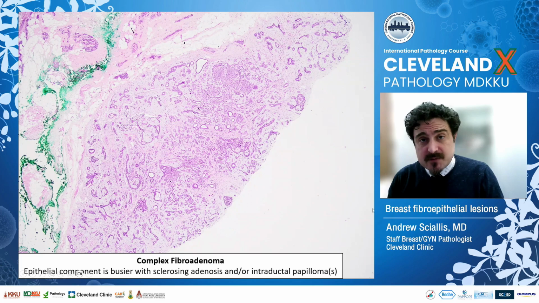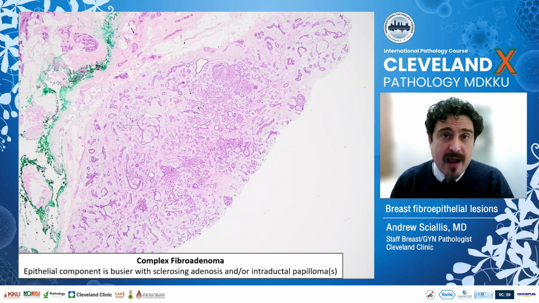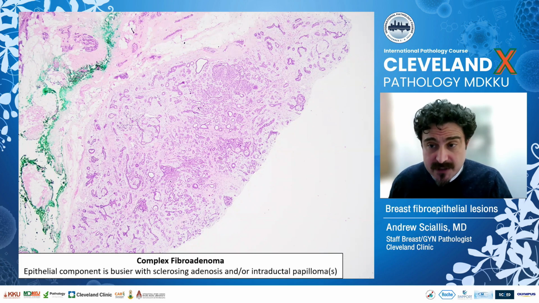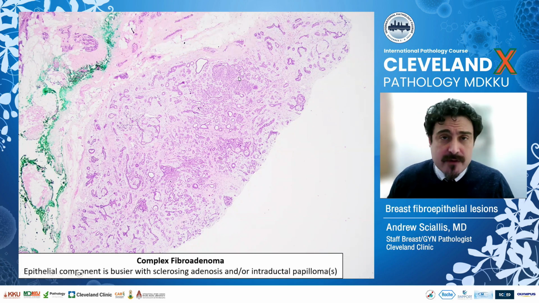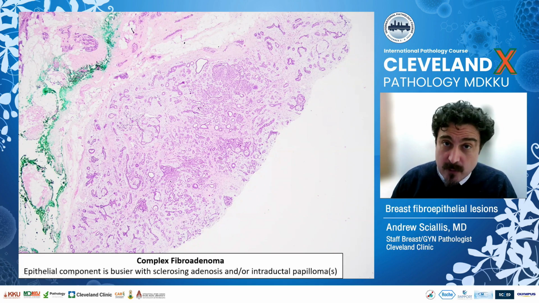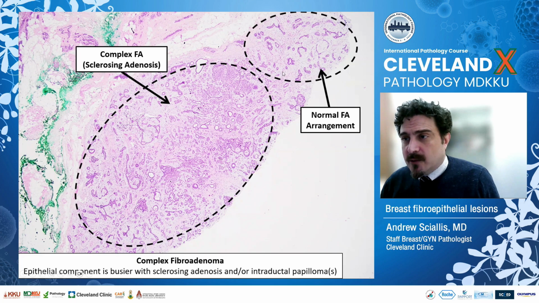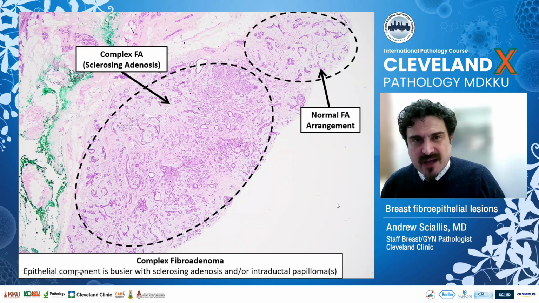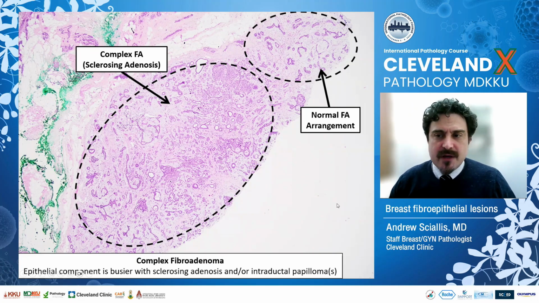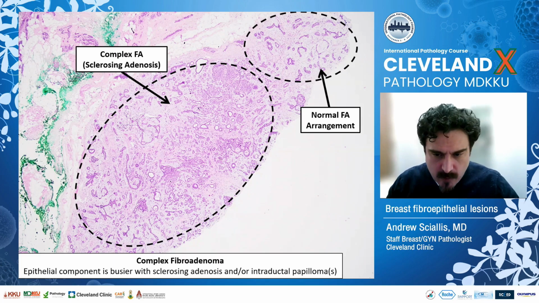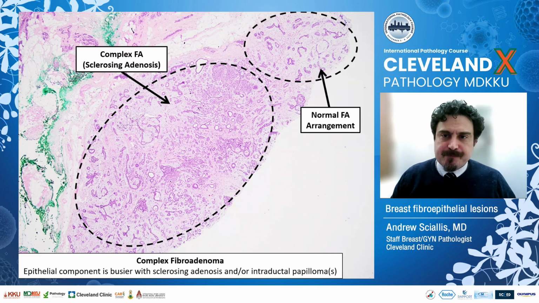Now, sometimes when this occurs, most of my attention is not so much, is this a fibroadenoma or a phyllodes tumor, but just being reassured that the epithelial elements don't represent something else, like atypical hyperplasia, or even the rare case of an invasive carcinoma that can grow in a fibroadenoma. So here we have the normal fibroadenoma arrangement, just a little bit busier with this more sclerosing adenosis element superimposed, right within the fibroadenoma.